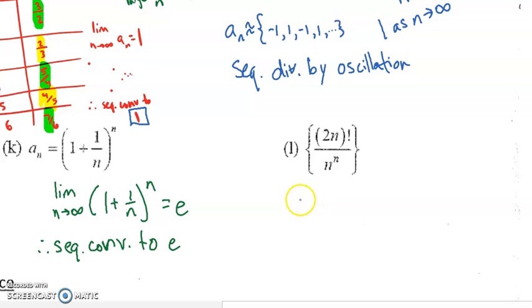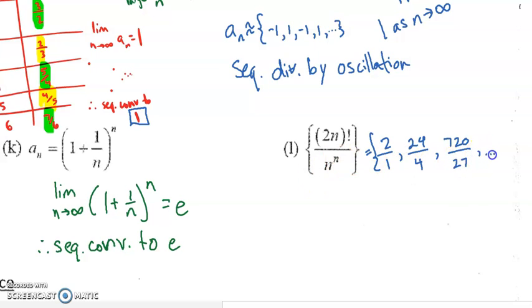What does it do? And again, this is another one where induction might come in handy. Or we can think about this with the first few terms, and maybe that will help us along. When n equals 1, we have 2 factorial over 1. When n equals 2, we have 4 factorial over 2 to the 2, which is 4. When n equals 3, we're going to have 6 factorial on the top, which is 720, over 3 to the 3, which is 27 on the bottom.